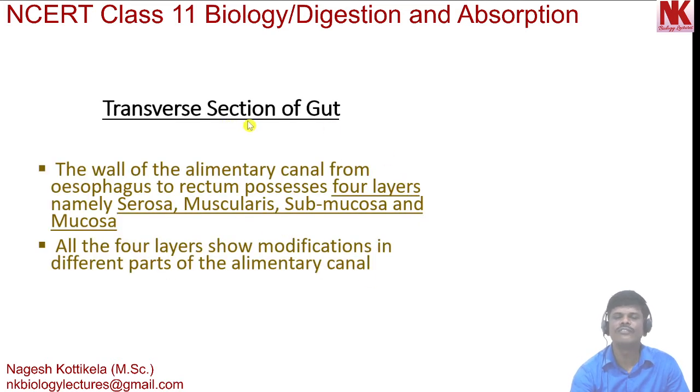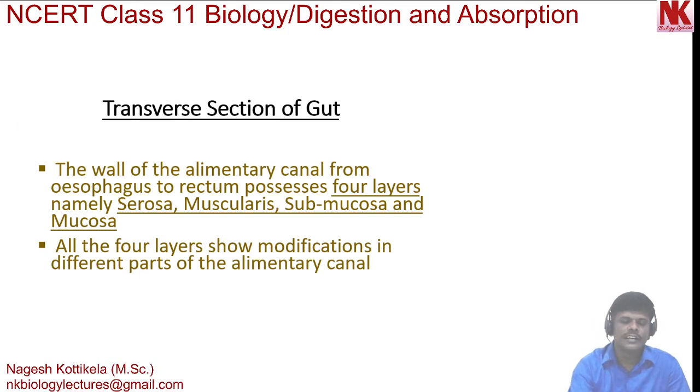Transverse section of gut. Human alimentary canal has an anterior opening, the mouth. Mouth leads to oral cavity. After that, pharynx, esophagus, stomach, small intestine, large intestine, and the posterior opening is anus. So these are the different parts in human alimentary canal.